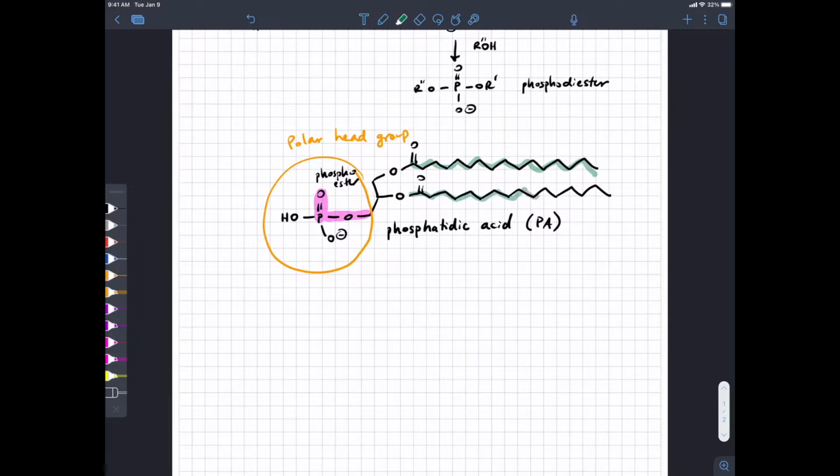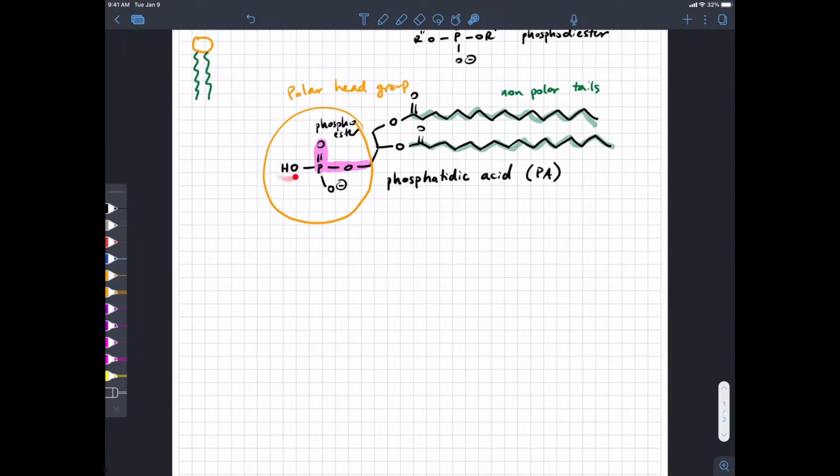And for the most part, in future classes, you're going to see all lipids represented schematically like this. We'll talk about that general shape in a minute, but I want to give you a sense for what other groups can be here. Okay, so alcohols that replace the OH group.